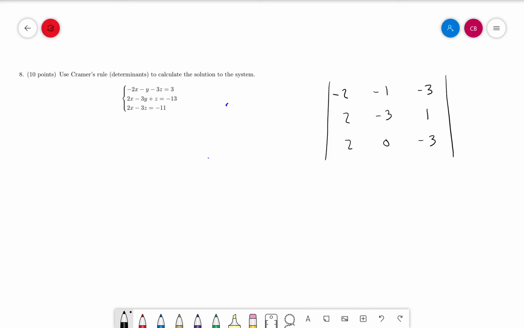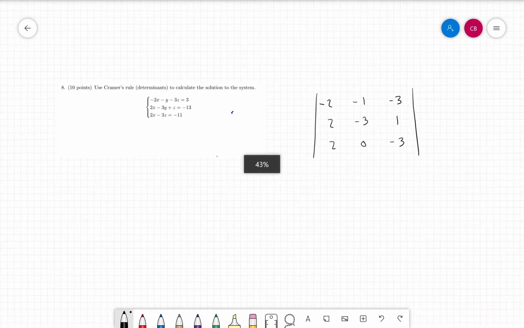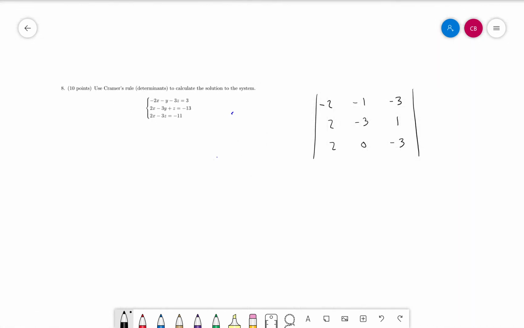Hi guys, so this is problem 8 on the review. I've decided to change it on the actual test because I made the other problem so long. What I'm going to do is request that you just find the determinant rather than find 4 of them to solve this problem.